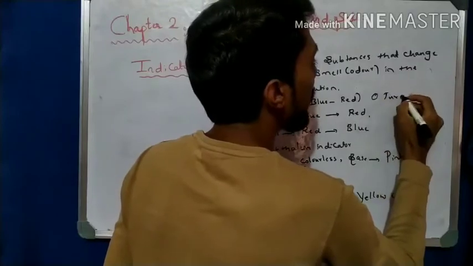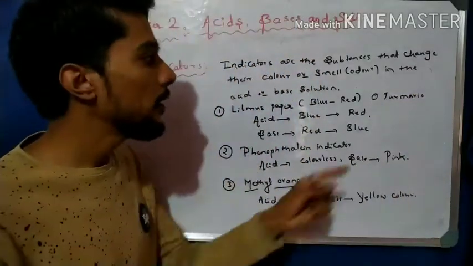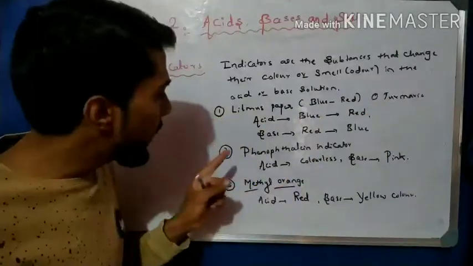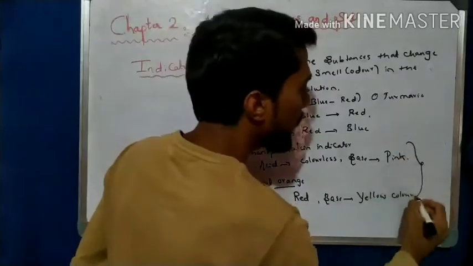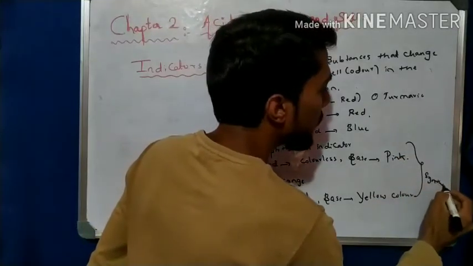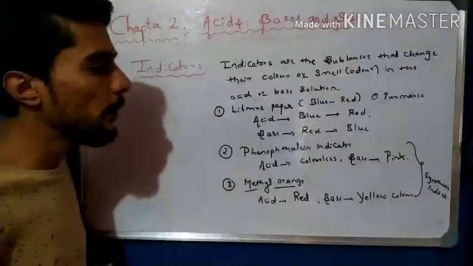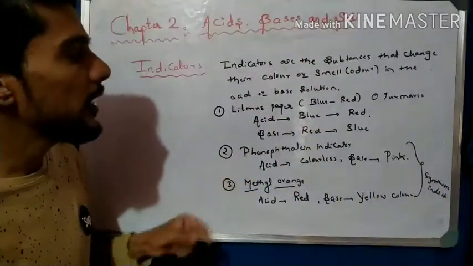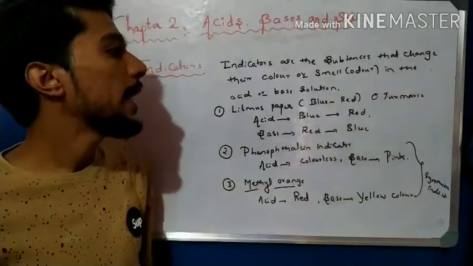Turmeric powder also comes under natural indicators. And phenolphthalein and methyl orange are synthetic indicators. Synthetic indicators means artificial, man-made indicators. Litmus paper and turmeric powder are natural indicators.